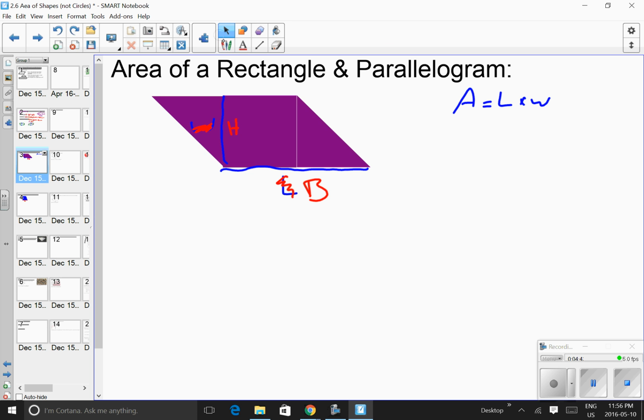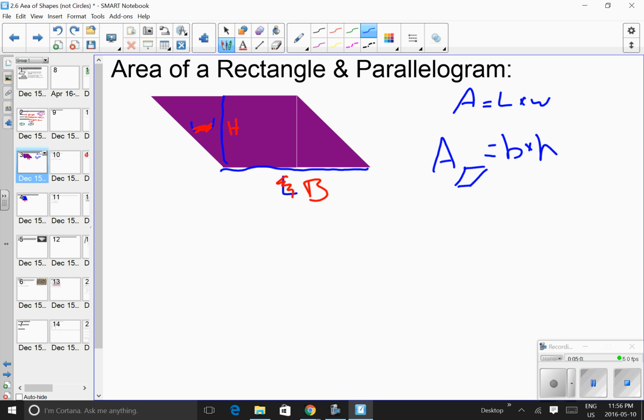Just because I changed the letters, the area of this thing is still length times width, but now we just changed the letters, B and H. So now the area of a parallelogram is base times height. That's our formula. Pretty cool.